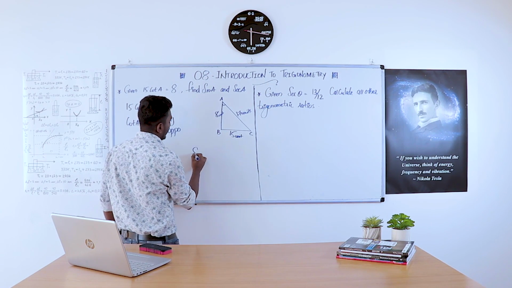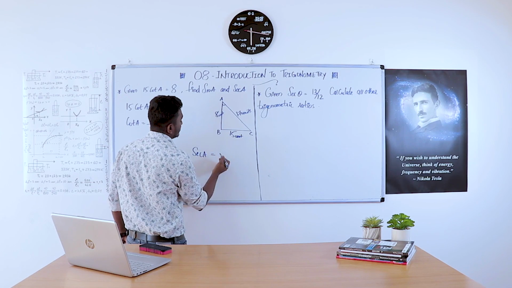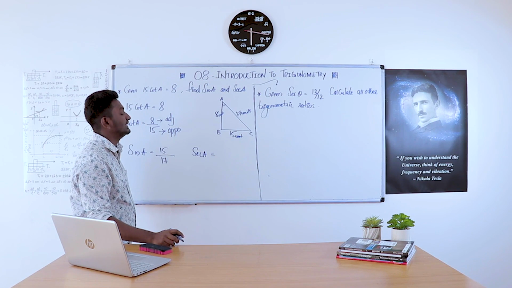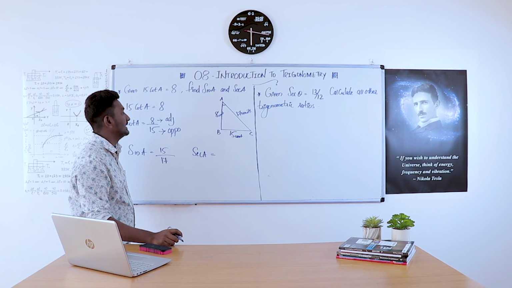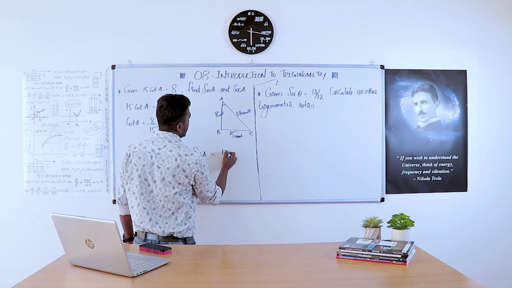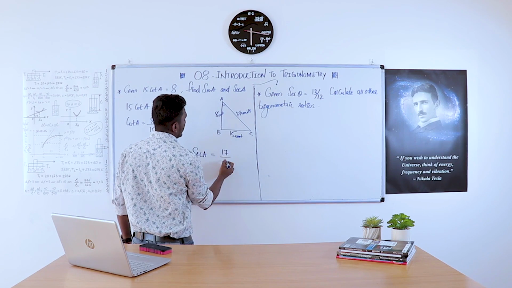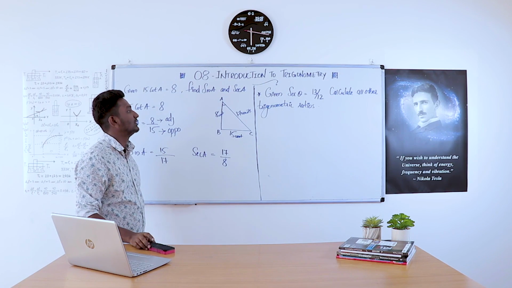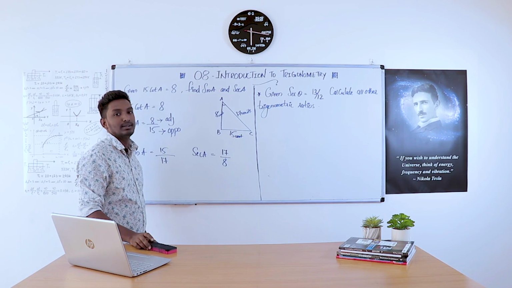Then what is cosec A? Cosec A is equal to the reciprocal of sin A, that is hypotenuse by opposite side. So hypotenuse is 17 by opposite side of angle A, which is 15. So cosec A is equal to 17 by 15.